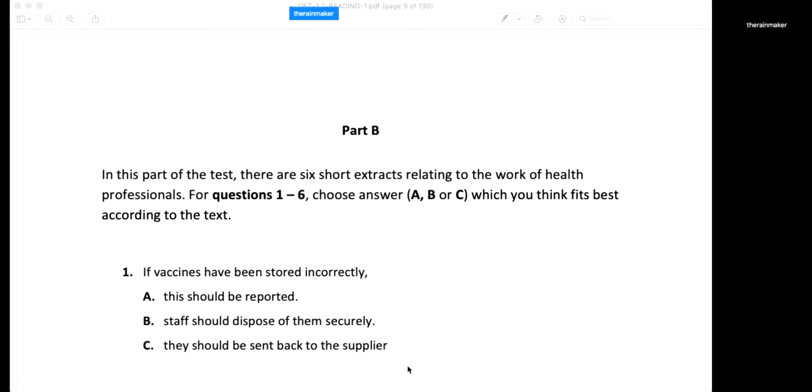This should be reported. Obviously, you're going to say, okay, this vaccine has some problems with storage. Staff should dispose of them securely. Maybe, who knows? But C, they should be sent back to the supplier. Yes, it should be, but it is not the medical professional's job, that is the administration's job. So we have options A and B. Out of A and B, I'm pretty sure we can guess the answer. In an event when we don't have any time left, I'm going to put A as the answer, because as a medical professional, we just report. How they deal with it is none of our business, right?